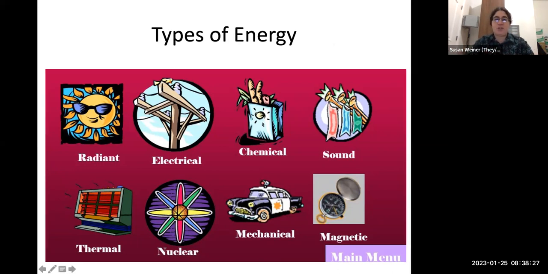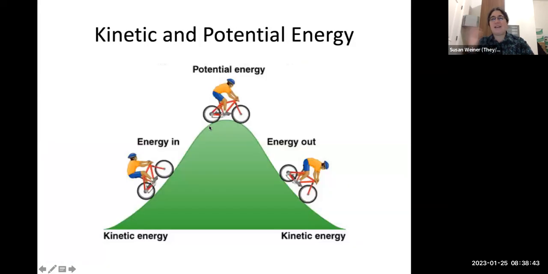There's sound energy, so the vibrations in the air, thermal energy and heat, nuclear energy, and magnetic energy, which we're not going to talk about much in this class, and then mechanical energy, which is the kinetic and potential energy that we deal with in terms of movement. So kinetic energy is the active movement right now. Potential energy is the potential that something has to fall due to gravity.